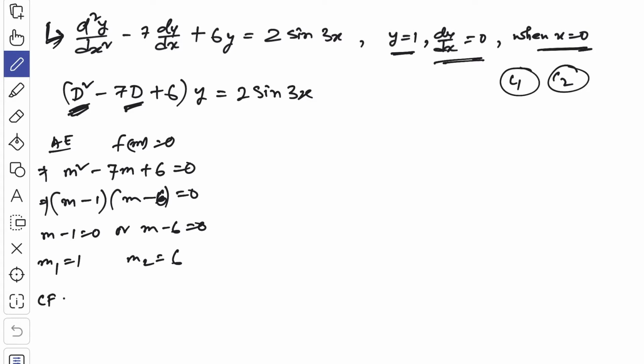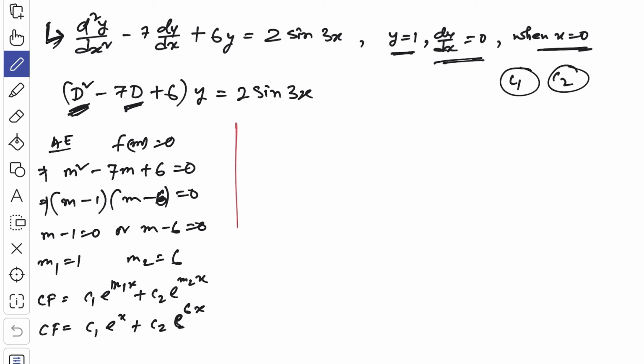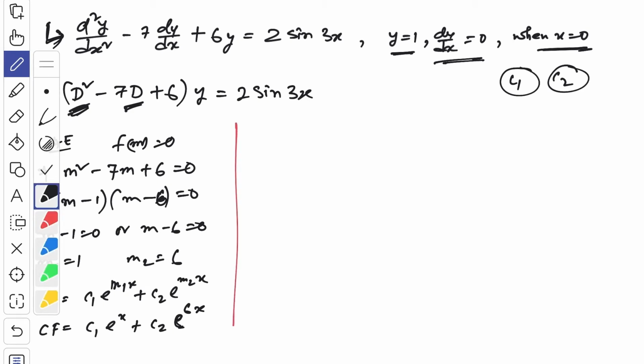So our CF must be equal to C1 e to the power m1 x plus C2 e to the power m2 x. Putting the values of m1 and m2 here, we get our CF as C1 e to the power x plus C2 e to the power 6x. So this is the CF we have got. Now let us find the PI.